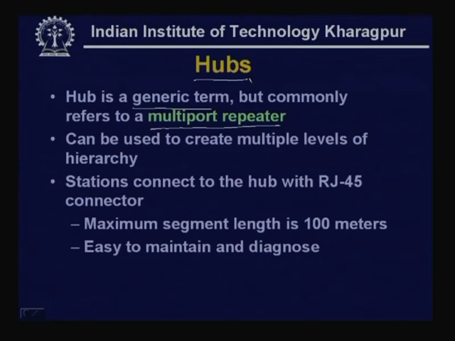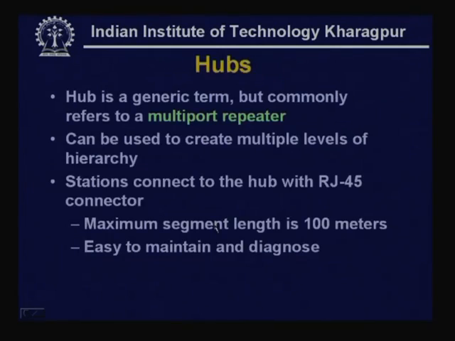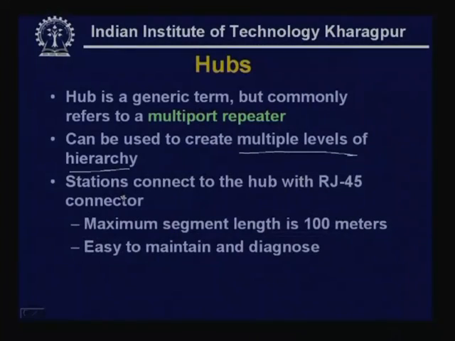We have seen in the previous diagram, a repeater has 2 ports. Here you have one port and another port. So, it is linking 2 segments, but a hub can have multiple ports, so it can be used to create multiple levels of hierarchy. With the help of a hub, you can create a single LAN having multiple levels of hierarchy, and stations connect to the hub usually with the help of an RJ45 connector, and as we have already discussed, the maximum segment length is 100 meters.